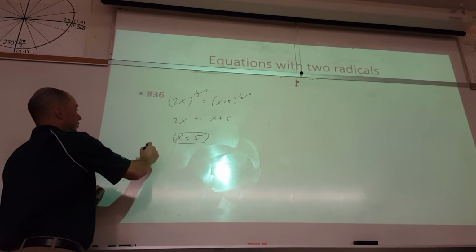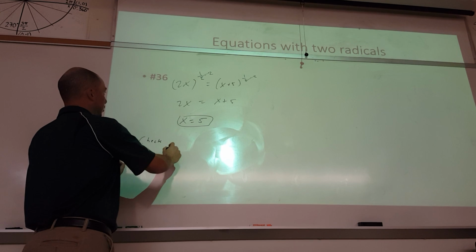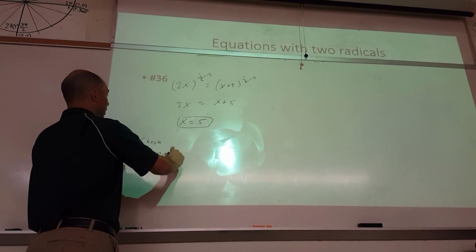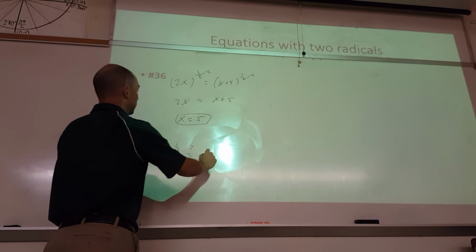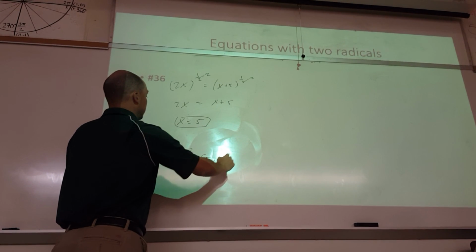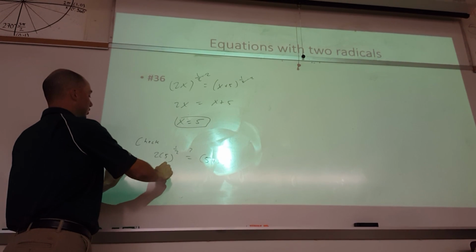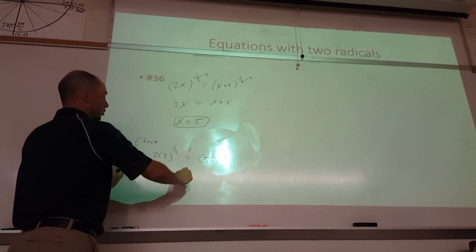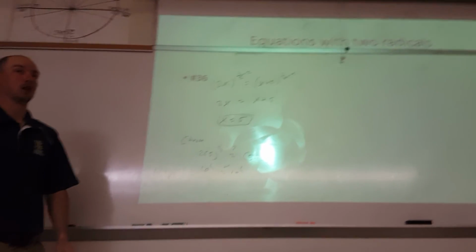Check our answer. See, 2 times 5 to the 1/2 power. Does that equal 5 plus 5 to the 1/2 power? So it's 10 to the 1/2, the square root of 10, equals 10 to the 1/2, the square root of 10. Yes, it works. And we got one more.